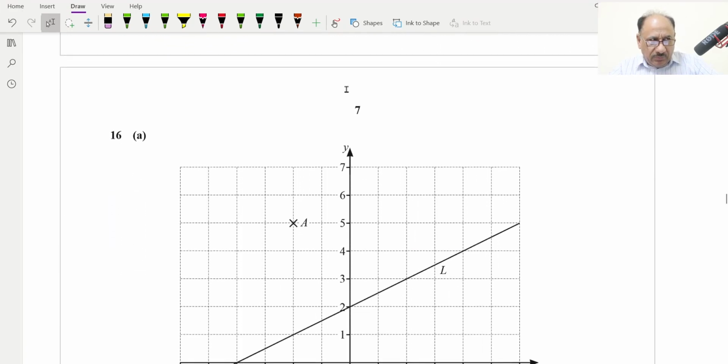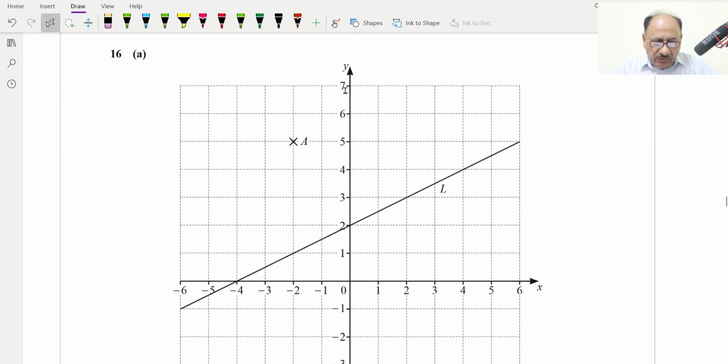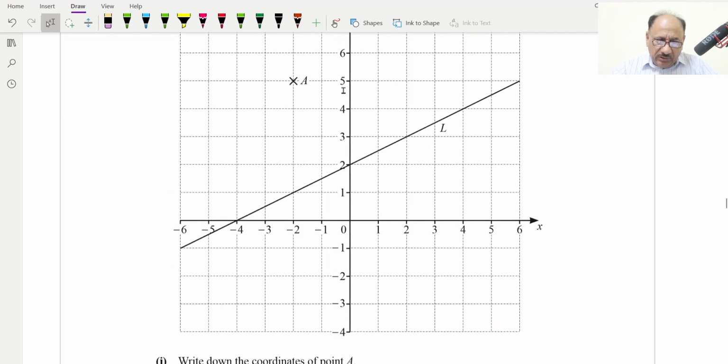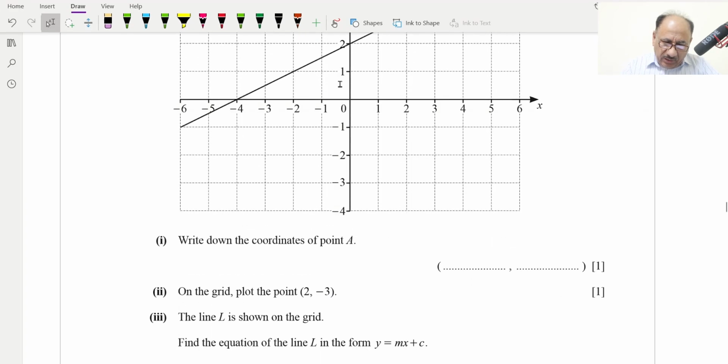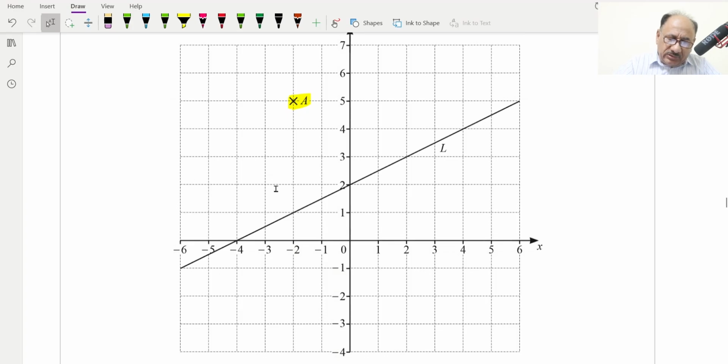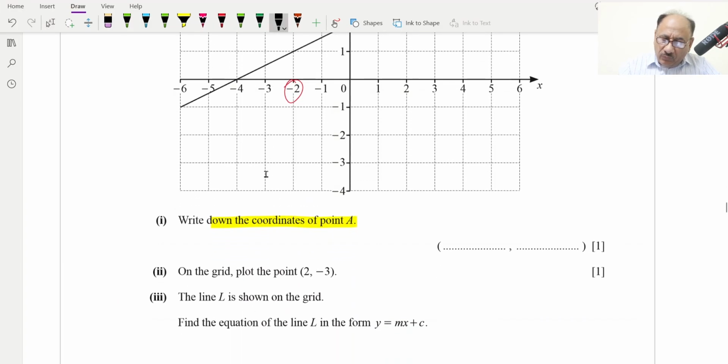Now question number 16. Question number 16 is a straight line question. This diagram is provided and point A is also given over here, and they're saying write down the coordinates of point A. If we check, this point A has coordinates: the x value will be minus 2, and the y value will be 5. So the coordinates will be minus 2 and 5, which we can provide over here. Minus 2 and 5 will be the coordinates of A.